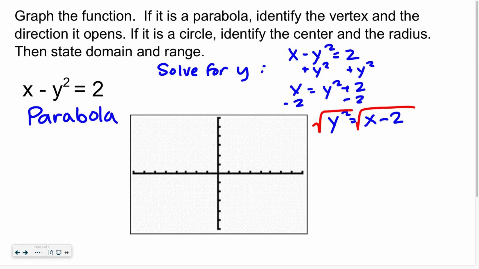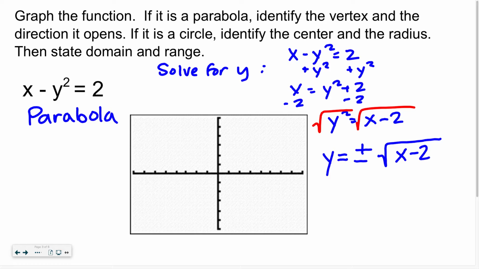And remember, we talked about this already in chapter 3. If I square root to solve, what do I have to add to my answer? Plus or minus, right? Like, I don't know if this was a positive times a positive or a negative times a negative. So my answer is y equals, and this is different, plus or minus the square root of x minus 2.